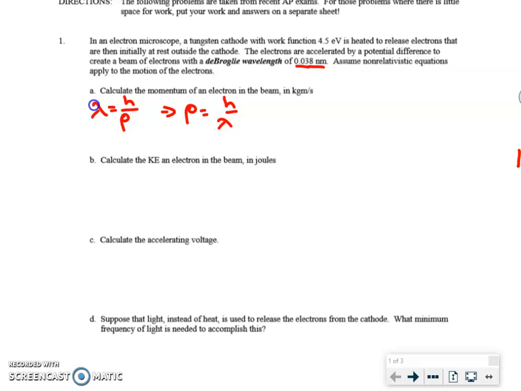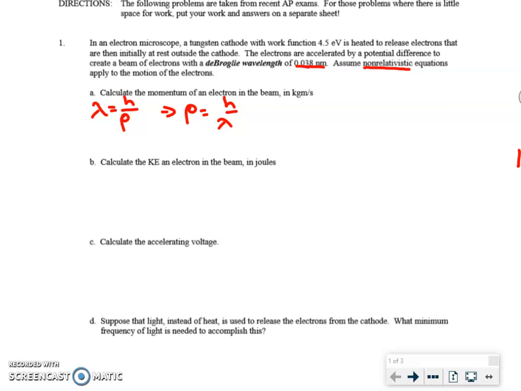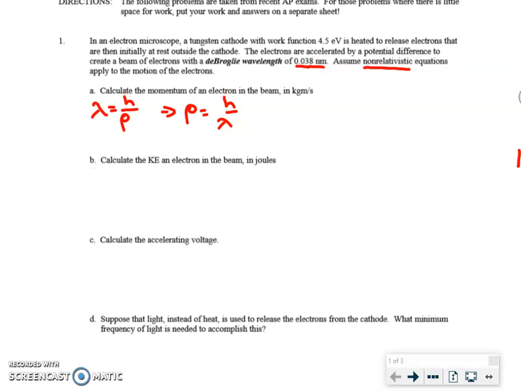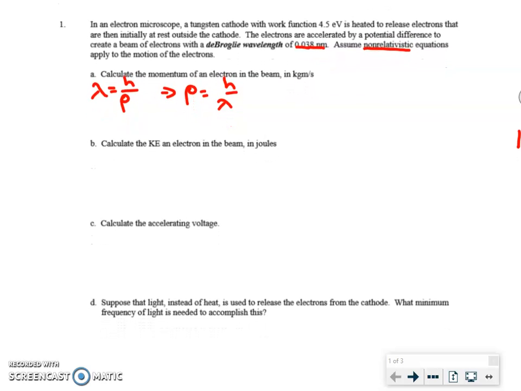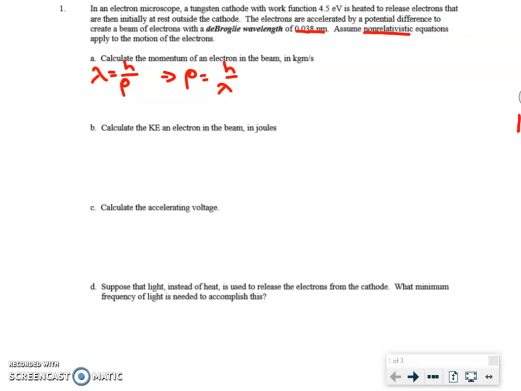By the way, you might be wondering what non-relativistic means. Non-relativistic means that the electron is not moving appreciably close to the speed of light. That's important because the classical equations for momentum and energy would change, and we're not going to do that here. That's especially important for B: calculate the kinetic energy of the electron in joules.